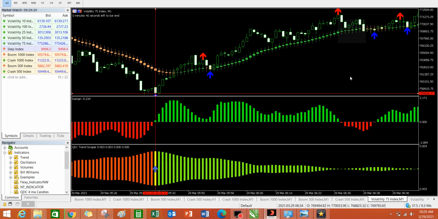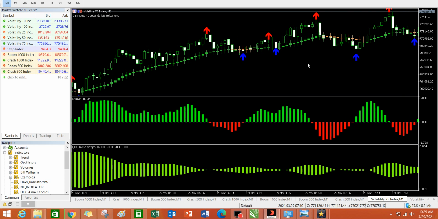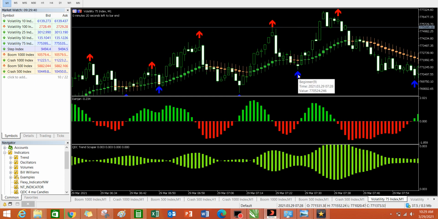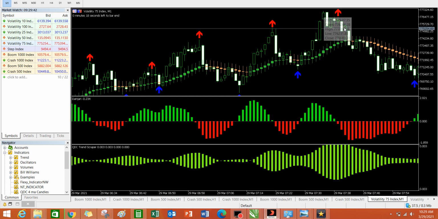You exit here. Each time you see your buy signal, you can always come in and buy. This is another one. You can always come in and buy. And once you see your exit arrow, your sell arrow, you exit the market immediately, because you don't take this sell signal because it is against the trend of the market. This is another one. You exit here. You don't take the sell arrow because it is against the trend of the market.